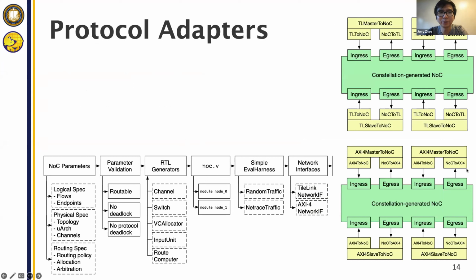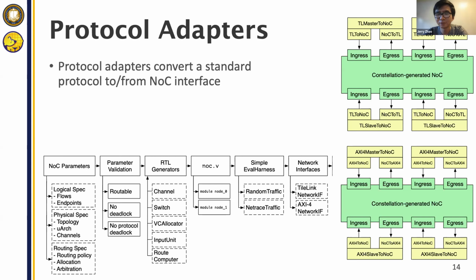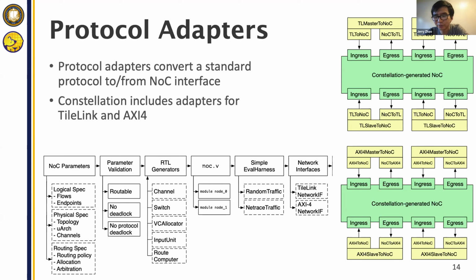Of course, to attach a real device to the network, we must make the network capable of transporting a real protocol. To do this, Constellation implements examples of protocol adapters for TileLink and AXI4. The protocol adapters contain several components. The direct translation layer converts the protocol message to and from the NoC simple packet interface, and then the node adapter layer presents a shared ingress and egress pair as a single protocol master or slave. That layer also implements the address map for the system, which converts a protocol address to the destination identifier.